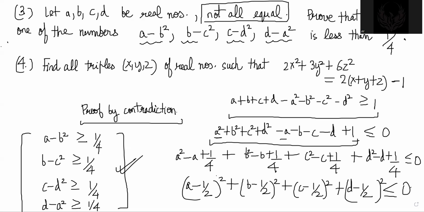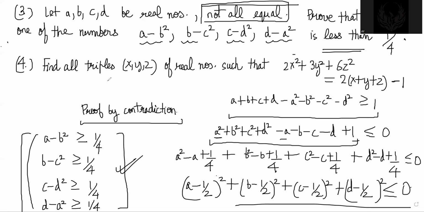It cannot be less than 0, the sum. If each of them is equal to 0, that is possible, but that would mean each of them has to be half. But the question said not all equal. If not all equal, then it cannot be less than 0 or equal to 0 either. So our assumption here is incorrect because we have reached a contradiction, which is impossible. Which means that at least one of them was less than 1 by 4. Okay, got it. Do you understand? Yes.